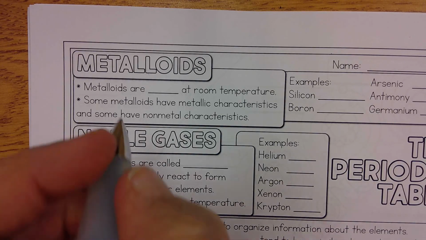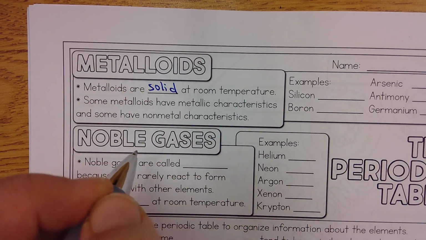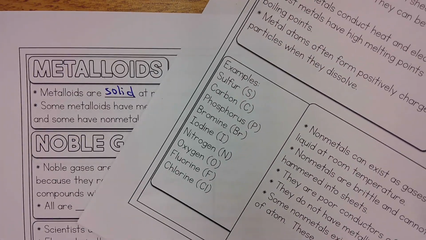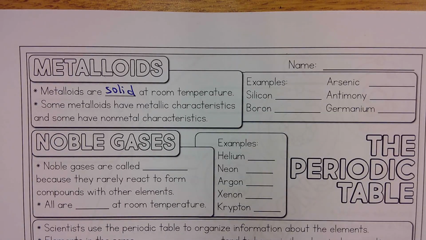So metalloids are also solid at room temperature. Here's some examples. Oh, and I forgot to say, here's some examples of the nonmetals. I'll bring that back. We kind of talked about most of them, but there they are on your notes. These are the examples of the metalloids. They are solid at room temperature. They have some characteristics of metals, some characteristics of nonmetals. So they're kind of that halfway group.